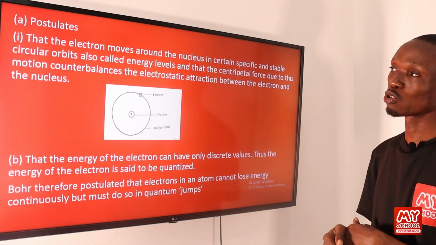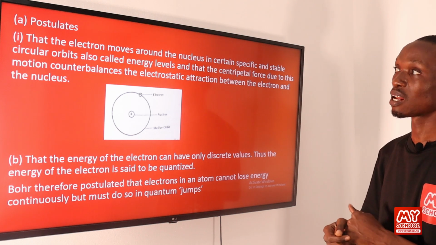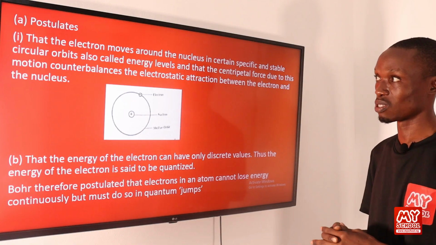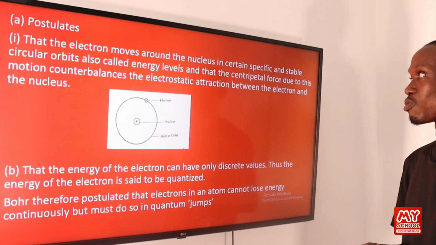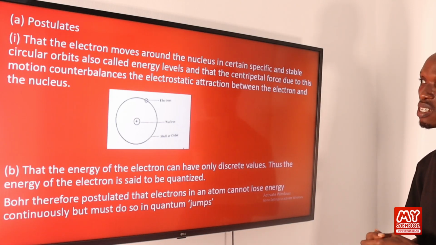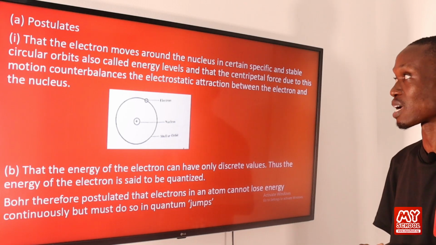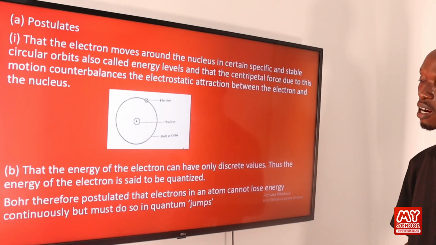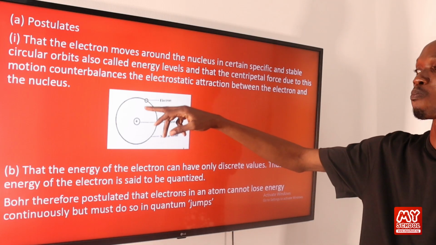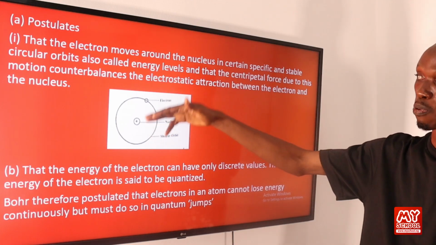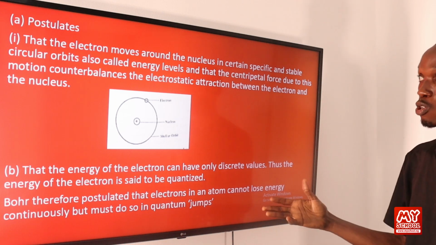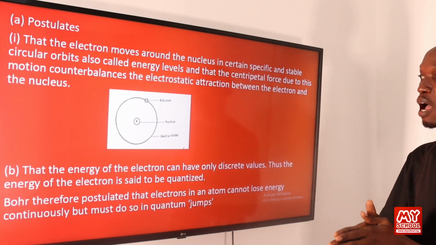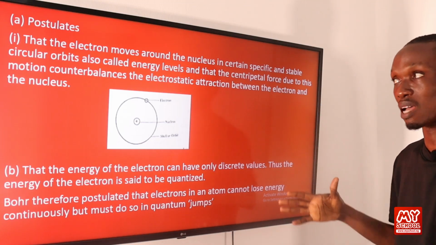So first, according to Niels Bohr, the electrons move around the nucleus in certain specific and stable circular orbits, also called energy levels, and the centripetal force due to this motion counterbalances the electrostatic attraction between the electrons and the nucleus. As you can see in the diagram on the screen, the attraction of the nucleus did not push the electron down into the nucleus. According to Bohr, there is a centripetal force that counterbalances these two.